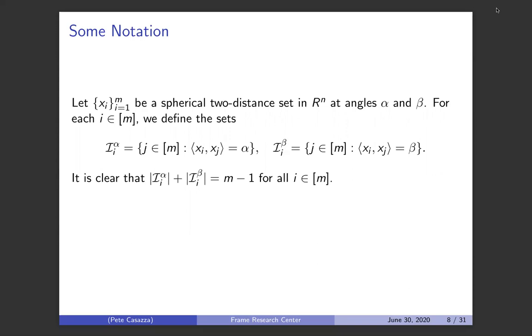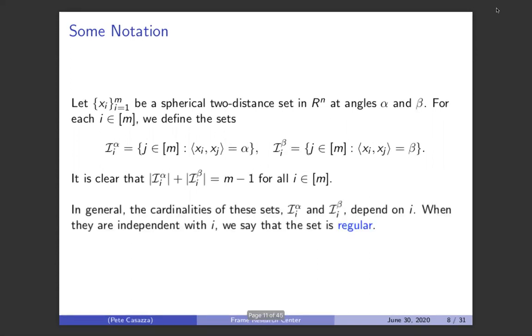So when we're talking about the inner product of x_i, x_j, yeah, this means I made a mistake here. When I said ⟨x_i, x_j⟩ is alpha, I should have reminded you i is not equal to j. If i equals j, these are norm 1 vectors, so ⟨x_i, x_i⟩ is 1 every time. In general, the cardinality of these sets depends on i. That is, different i's will have a different I_i^alpha and I_i^beta, whatever.